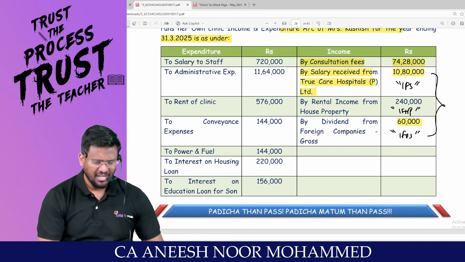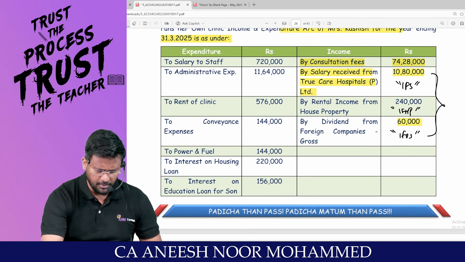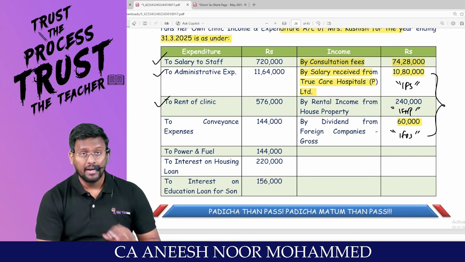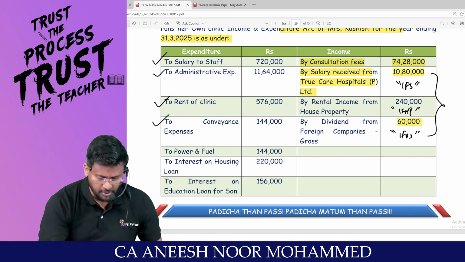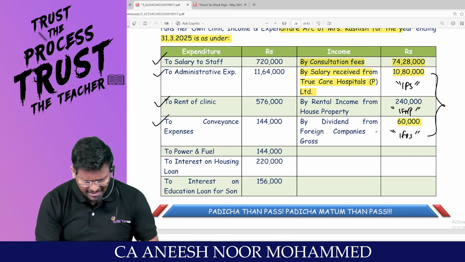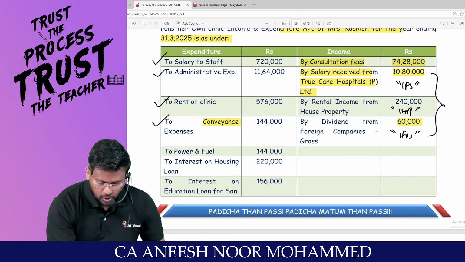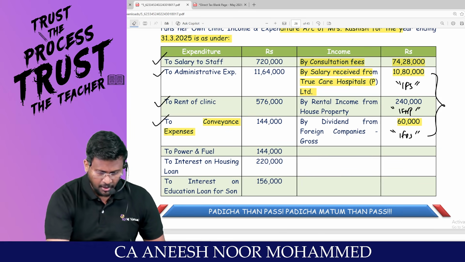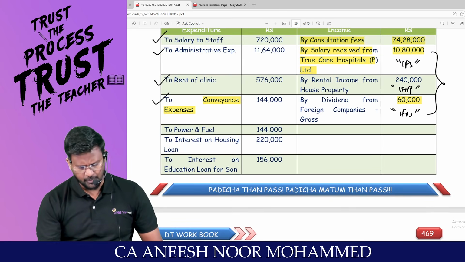respective head. Salary to staff, general PGBP expenses. Administration expense, general PGBP expense. Rent of clinic, general PGBP expense. Conveyance expense. Oh my God. We have to scrutinize what this conveyance is all about. Right, sir? Yes, sir. Power and fuel, general PGBP expense.